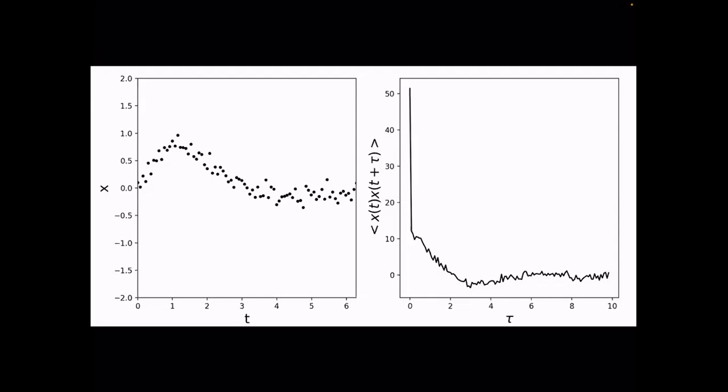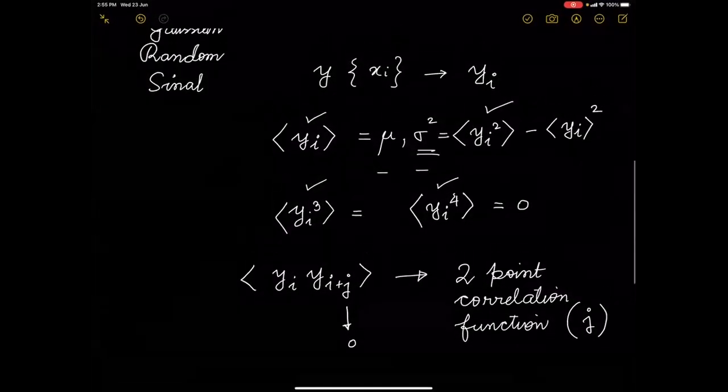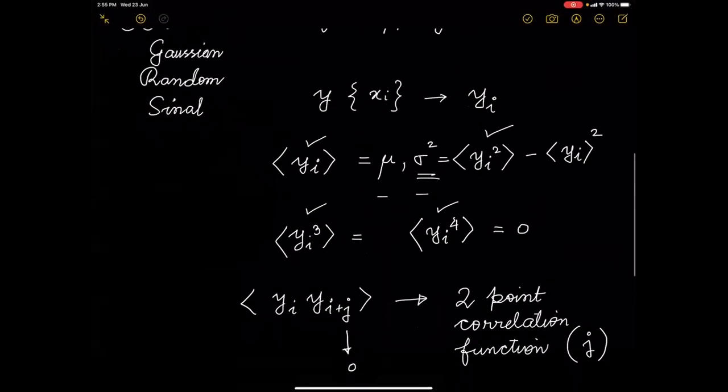I have a question. Yeah, please. Even when the process is Gaussian, why are you getting the... Okay, good question. So what do I mean by that? It's a Gaussian random signal. It means the following. What is the definition of a Gaussian random signal?